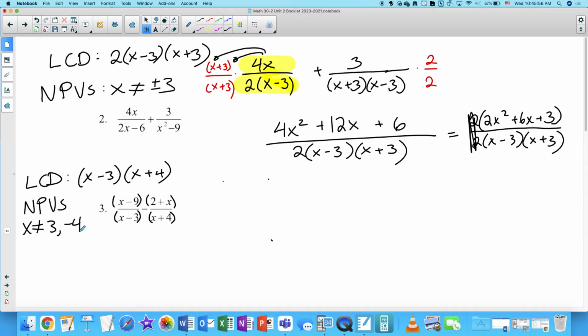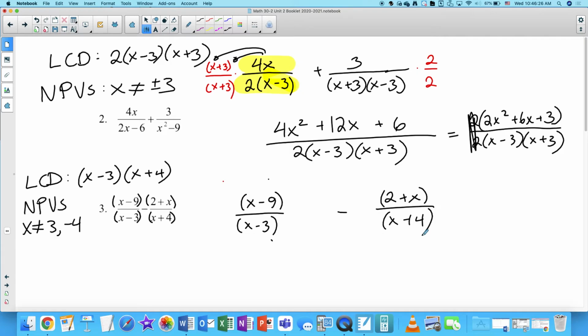Okay, and then let's kind of just spread this out a little bit. So we've got x minus 9 over x minus 3. You'll notice I put brackets around all of these binomials. And that's because I'm thinking, okay, if I'm multiplying numerator and denominator by something else, I need to multiply that by all of the numerator and all of the denominator. Okay, and then minus 2 plus x over x plus 4.